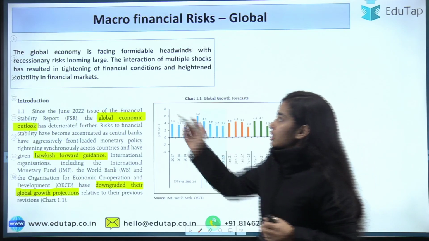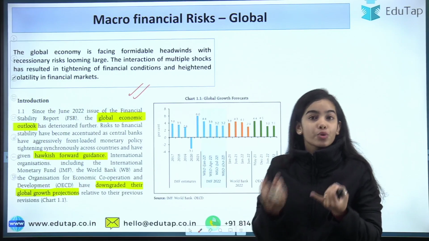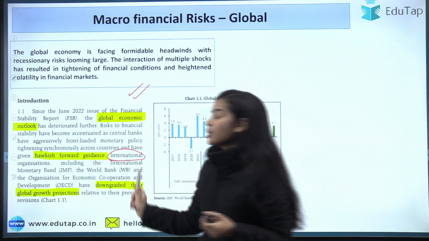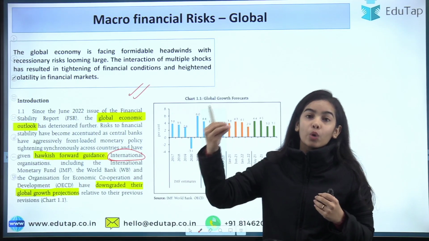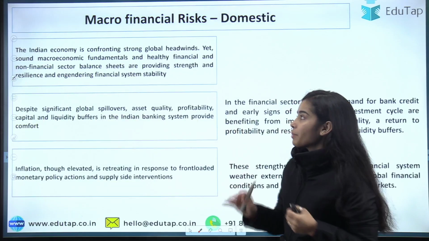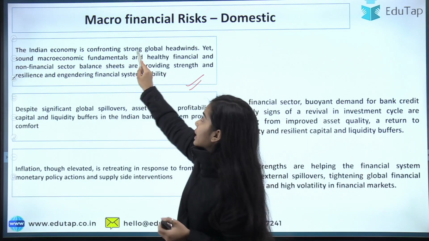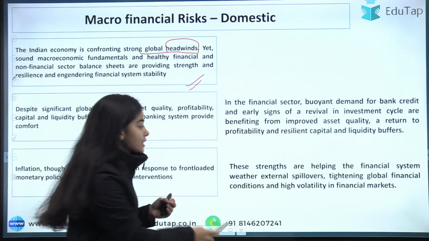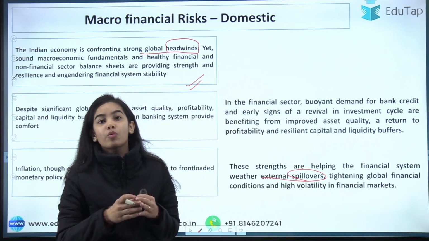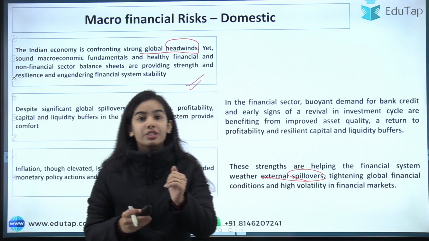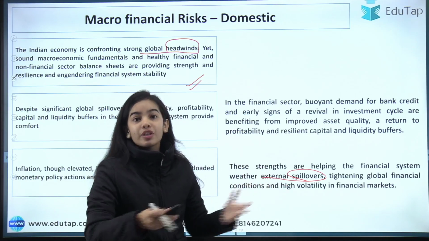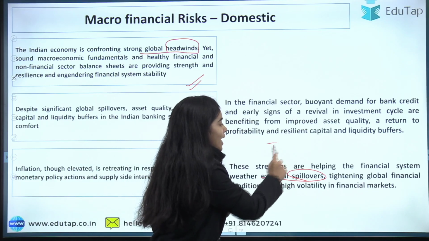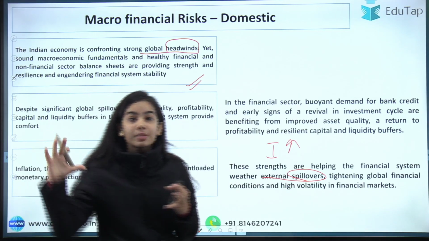So the global economy, the risk that it is facing due to the Russia-Ukraine war and due to COVID, the risk came, and all the international bodies have downgraded the global growth projections. So this was the main idea. The Indian economy is also confronting strong global headwinds. There are global spillovers happening, the external spillovers due to the Russia-Ukraine war and COVID. Due to COVID, there were supply chain disruptions, due to which growth was reduced. And now due to the Russia-Ukraine war, there is high inflation coming. So external spillovers are coming.